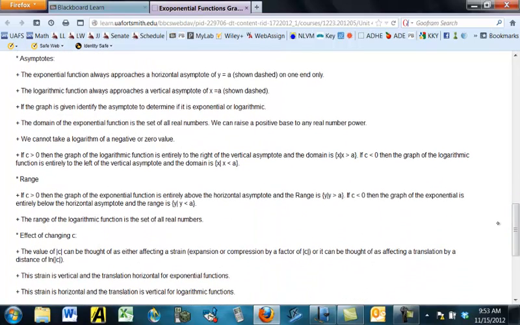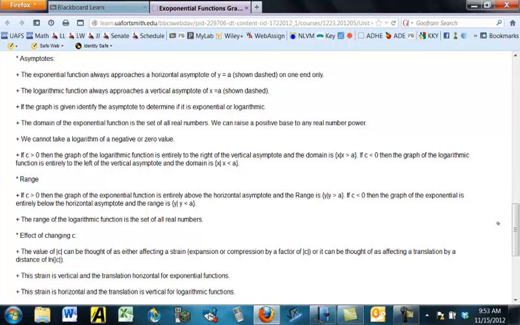The exponential function always approaches a horizontal asymptote where y equals a, which is shown dashed, and it only happens on one end. The logarithmic function always approaches a vertical asymptote of x equals a, which is also shown as a vertical dashed line. If the graph is given, then you could identify the asymptote to determine if it's exponential or logarithmic.